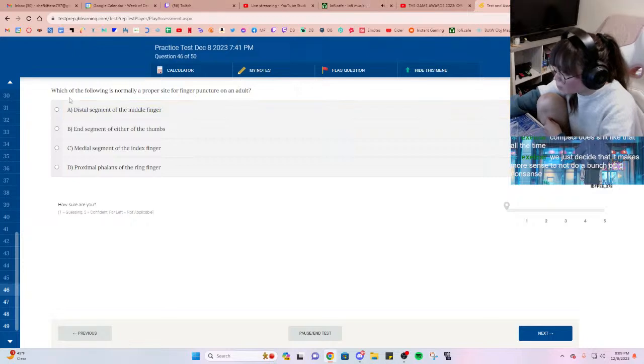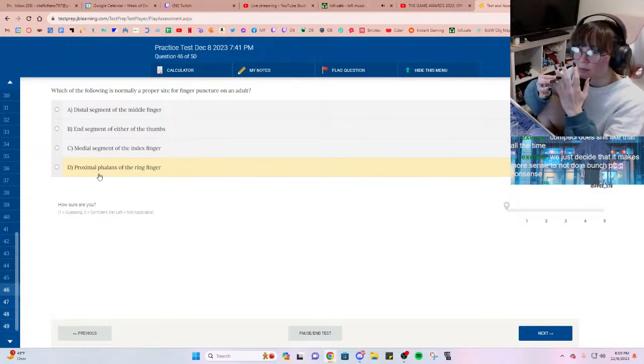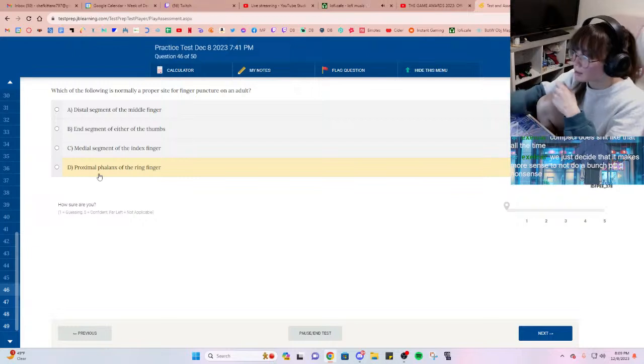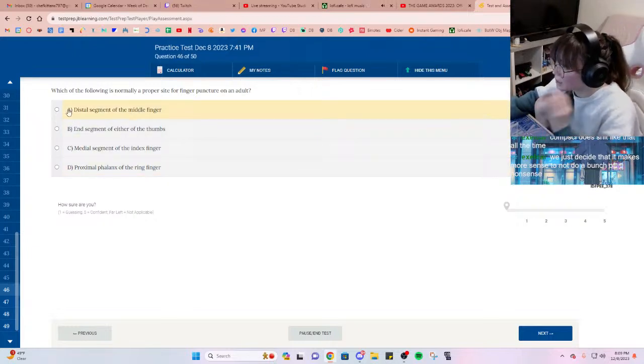Okay. Which of the following is normally a proper site for finger puncture on an adult? Distal segment of middle finger. I think this one. End segment of either of the thumbs. Never use the thumbs, they have a pulse. Medial segment of the index finger. You would not use the medial segment. Or proximal phalanx, ring finger. Proximal. This is medial, this is distal. You would use the distal segment of the middle finger.